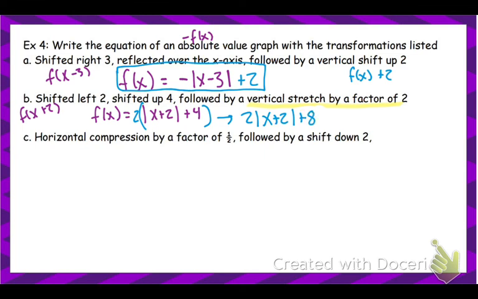All right, now let's look at this last one. A horizontal compression by a factor of 1/2. So what that means in terms of function notation, first of all, remember it's backwards. That's going to look like f of 2x. Okay, so what that would be then is the absolute value of 2x. Then we're going to have a shift down 2. So we're going to take the f of x function and we're going to subtract 2. So I'm going to do minus 2 at the end.